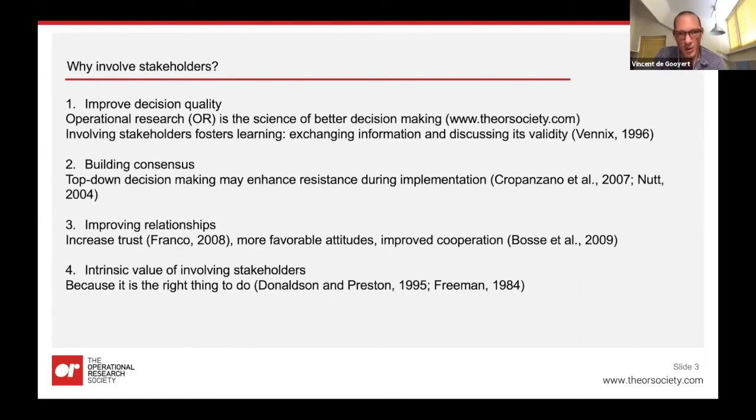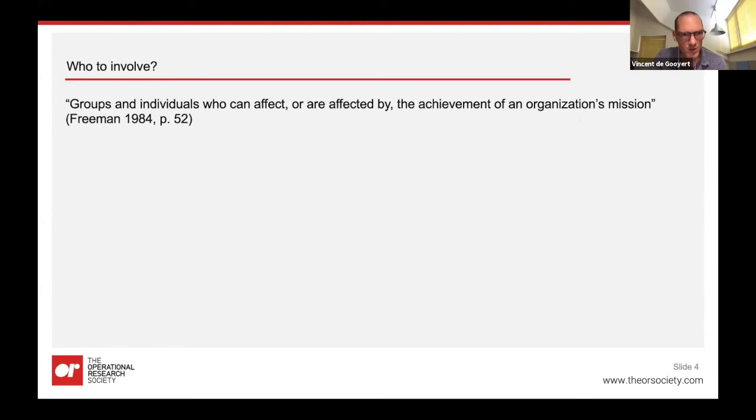My main point for today is that, who should you involve in your project and how should you involve them? Well, that depends on, are you involving them because you want a better decision, because you want to avoid resistance, build consensus? Do you want to improve relationships in general, or is it just because it's the right thing to do? So how do those relate?